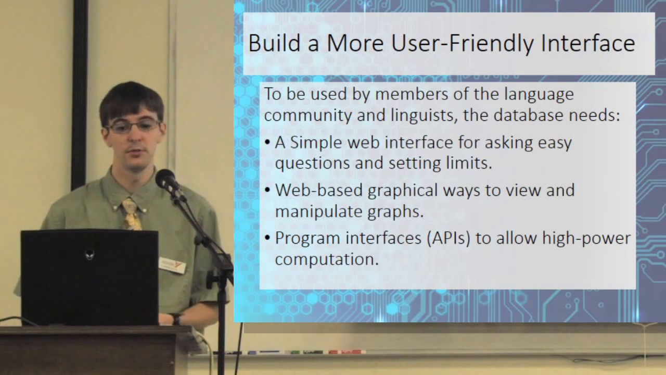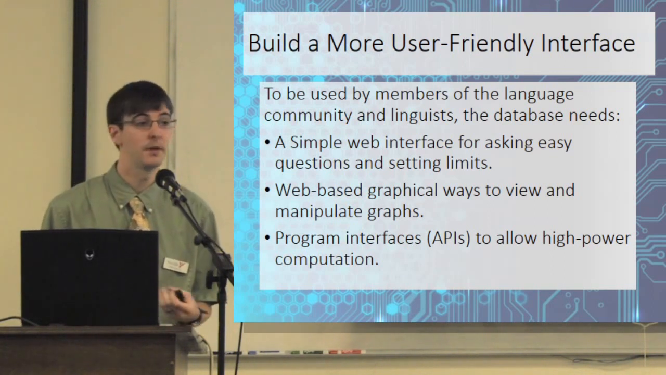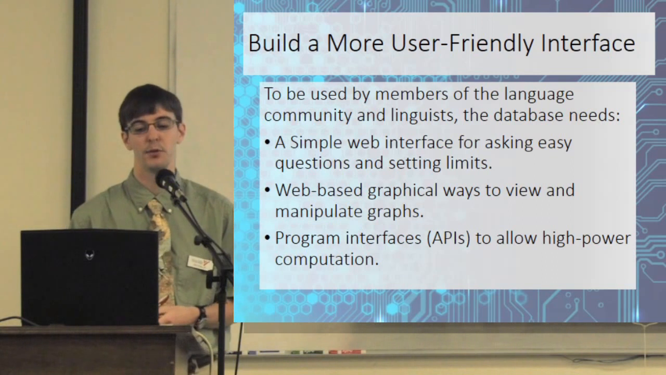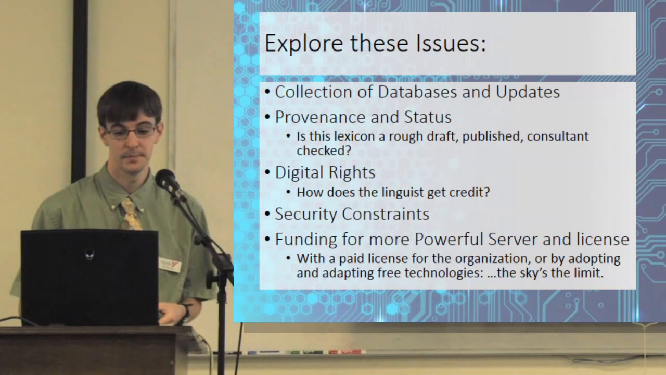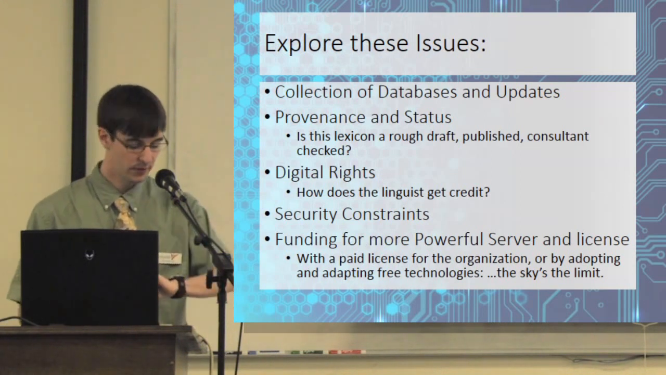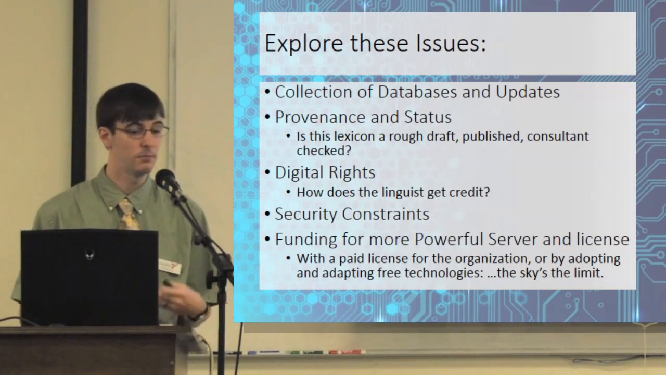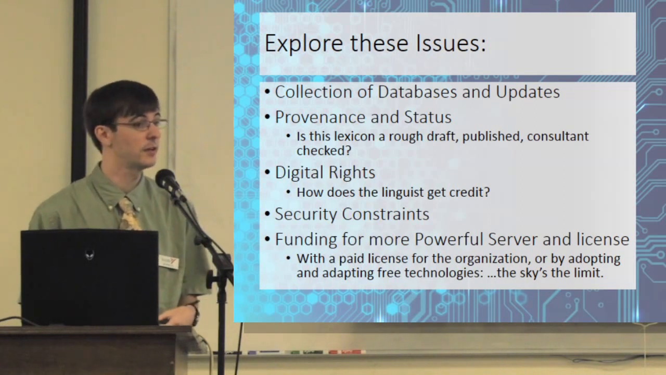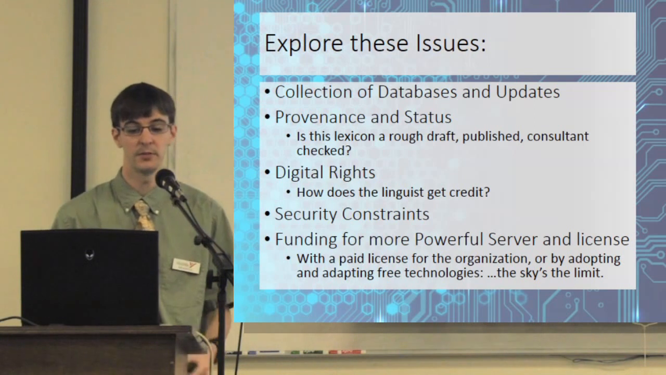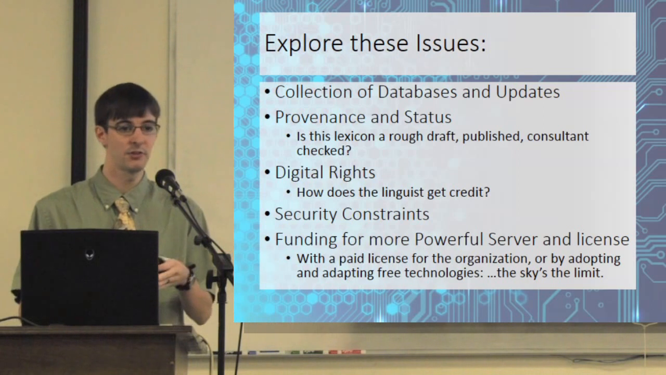So to move this into the future, it would need a more user-friendly interface where you can ask questions and set constraints, web-based ways to move around in the graphs, and program interfaces for high-power computation. And we need to explore these issues: collection of databases and updates, provenance and status. Where did this dictionary come from? How has it been checked? Is it consultant checked? How do we make sure that the linguist gets credit for the data that you pulled up when it pulls up a specific piece of data? Security constraints: are there things we need to constrain in this dictionary, the whole dictionary, some of the dictionary?